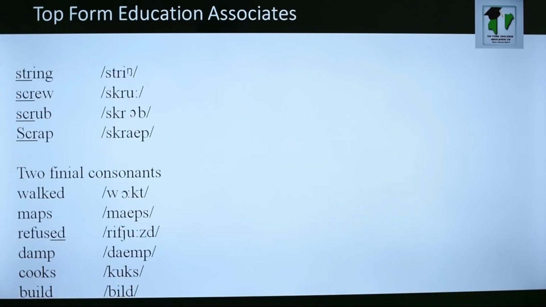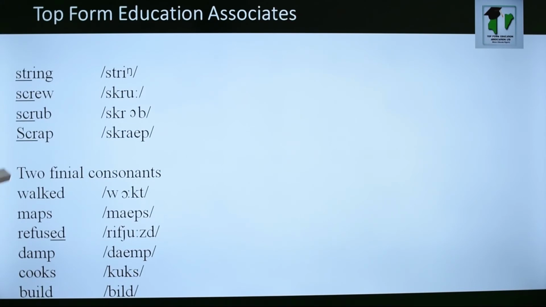We also have string, s, t, r, e, ng. That's the ng sound. You remember it? Then we have screw, s, k, r. Scrub, s, k, r, a, b, scrub. Then we have scrap, s, k, r. So we've seen two initial, three initial consonant clusters.